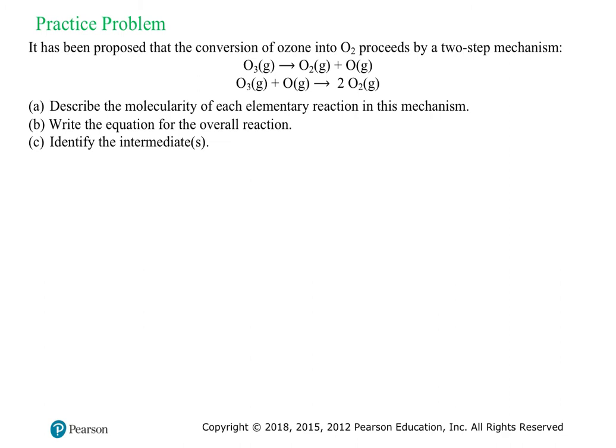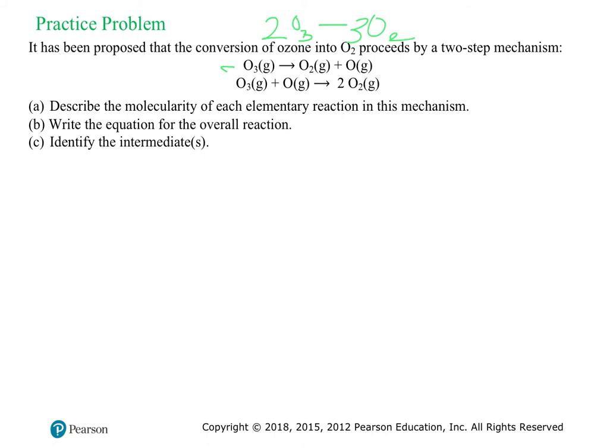So a prediction or a mechanism for the conversion of ozone, O3, into O2. The stoichiometry is 2 ozones form 3 oxygens. A mechanism says that maybe 1 ozone converts into O2 and an oxygen atom. Then in a second step, another ozone reacts with that oxygen atom to form 2 oxygen molecules. So describe the molecularity of each elementary step.